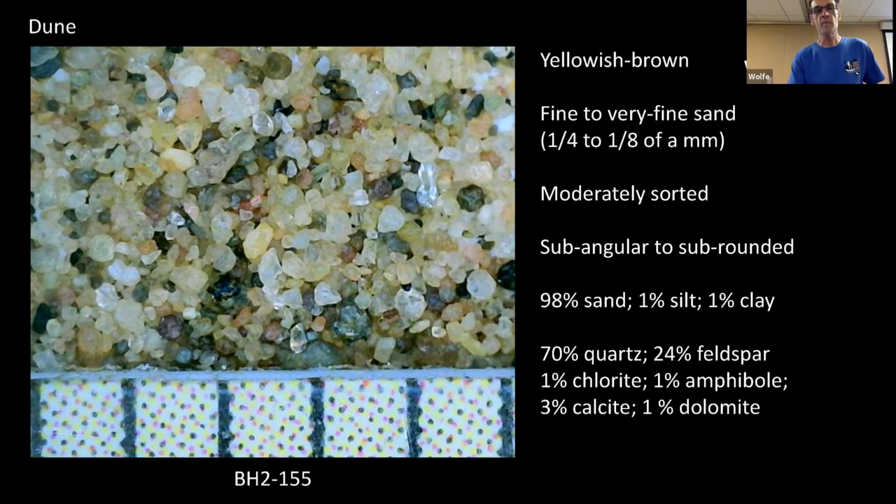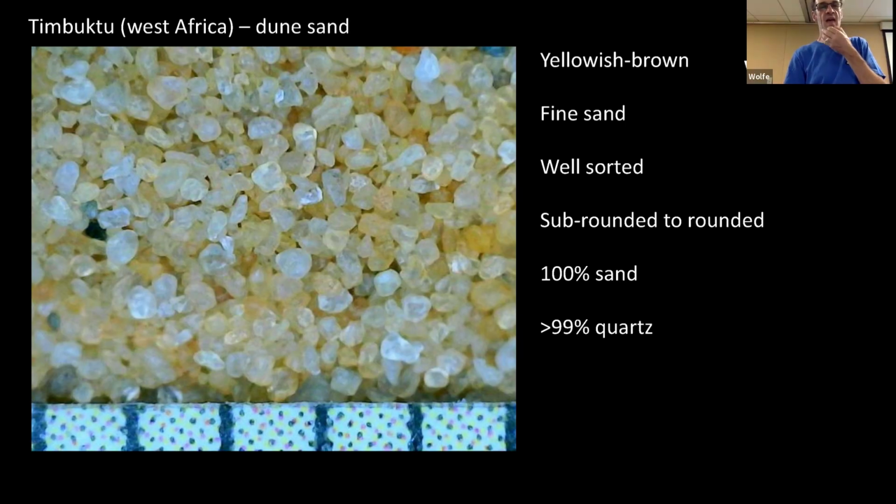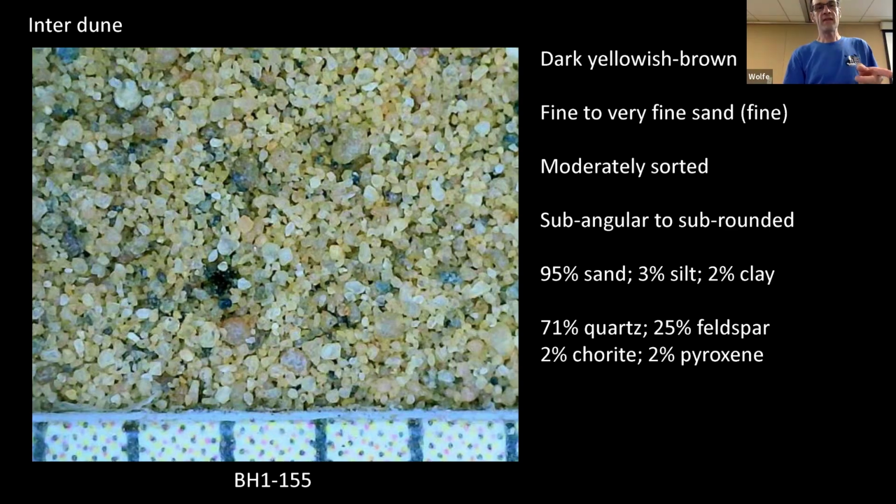I'll just go back one. This is what the sands look like here in the Albany Pine Bush Preserve. A little more angular compared to these, and not quite as perfect. This is the interdune, very fine because it's deposited in a low energy lake environment.